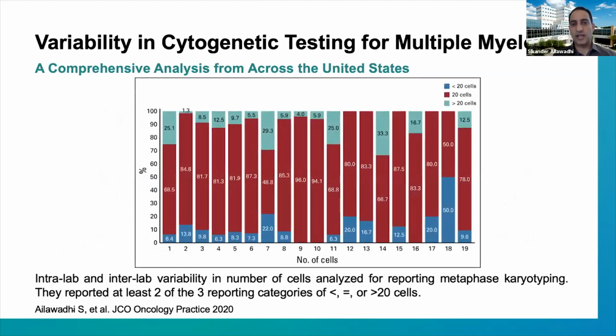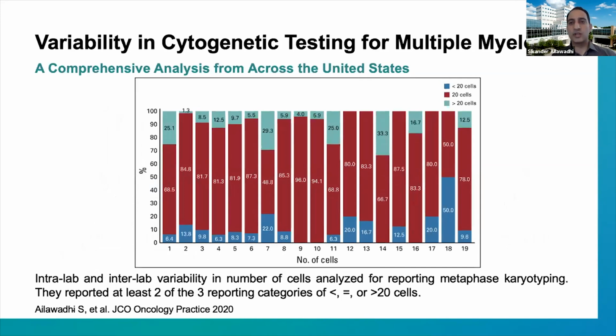We also looked at, this is looking at karyotyping, so again, conventional cytogenetics, interlab and intra-lab variability. I mentioned that the average number of cells counted is 20, but there were labs that were counting on average less than 20 cells. For some samples, less than 20 cells. For some samples, that same lab would count more than 20 cells.